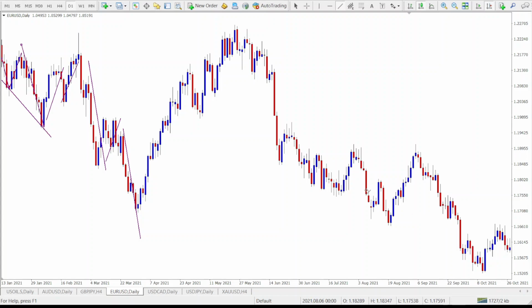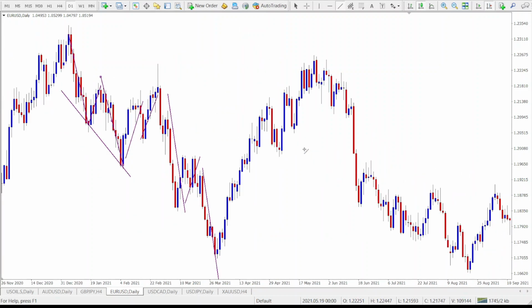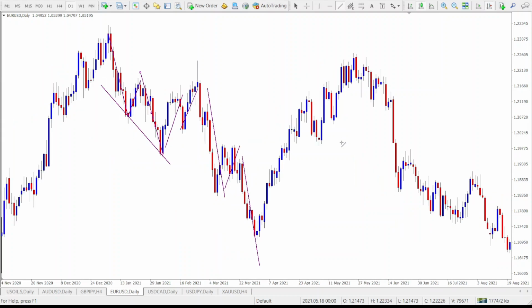Okay, now how do you spot these patterns on your chart? The first thing you should do is to identify the trend. The trend direction is important. Are we at the beginning or the end of a movement? Right? Then secondly, look for overlapping price action.